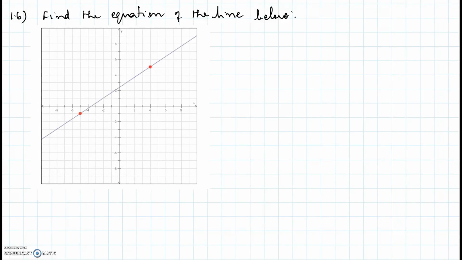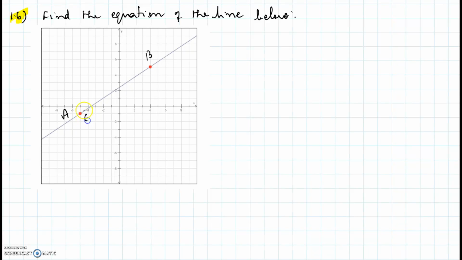Hi, in this video, I will be showing you problem number 16 of the practice exam 1. Find the equation of the line below. You are given a graph where there are 2 points shown. Let's first mark the 2 points, label the points as A and B.